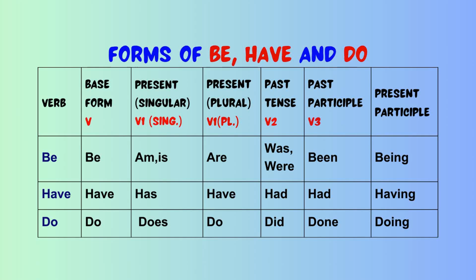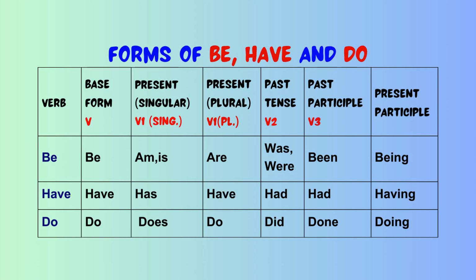Our first primary verb is be. Base form, be. Singular present, am, is. Plural present, are. Past tense, was, were. Past participle, been, and present participle, being.